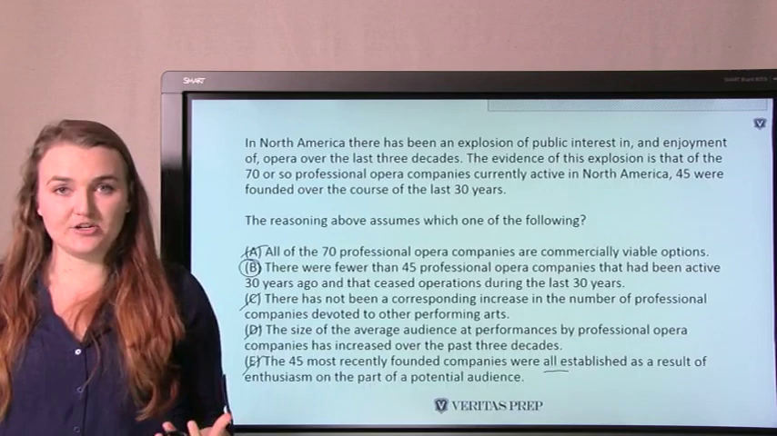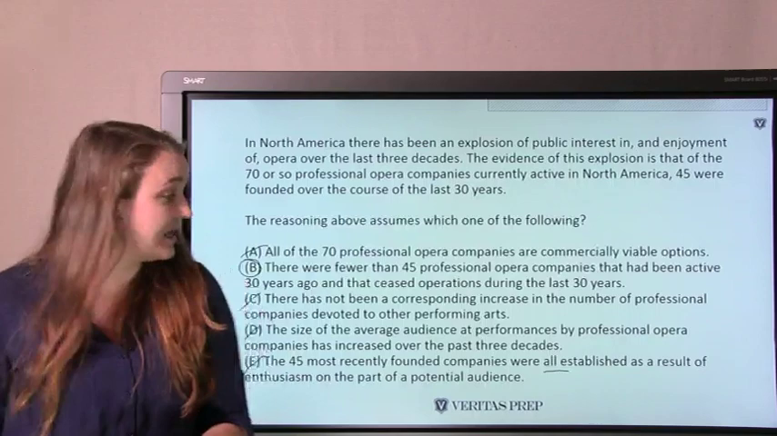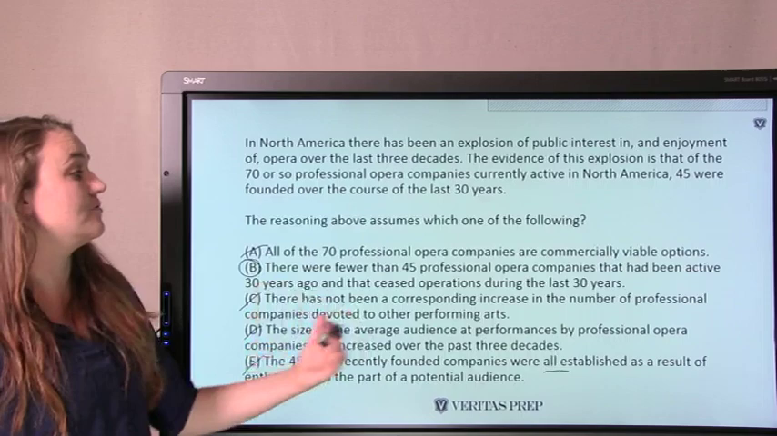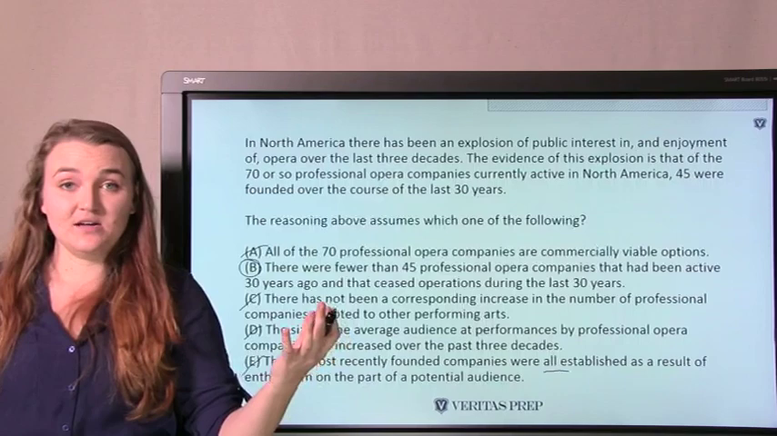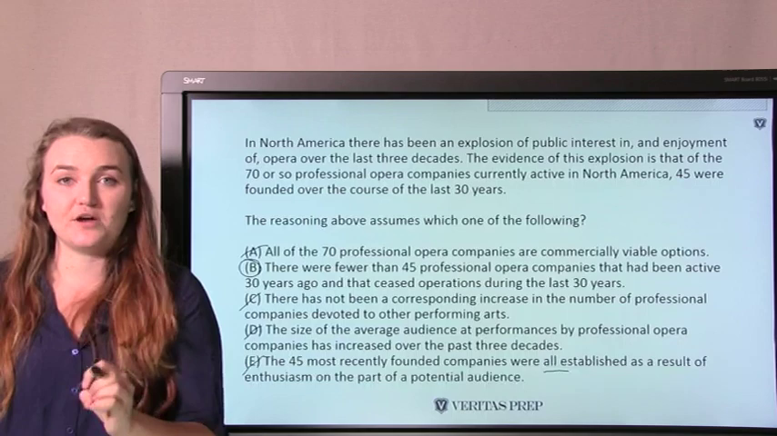Well, certainly, right? Again, we're steering into alternate approaches, but if we did think about how that negation technique applies, if we were in a position to where more than 45 opera companies, or 45 or more opera companies that had been active 30 years ago just disbanded, well, then we can't use 45 were founded to constitute an increase. We may very well still have a net loss. So answer choice B must be true for the argument to make sense.